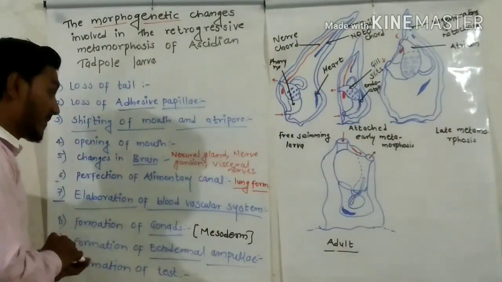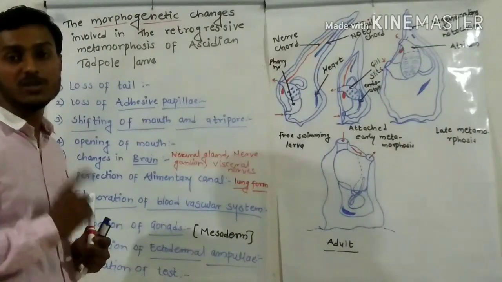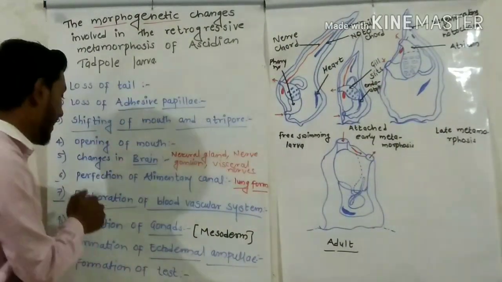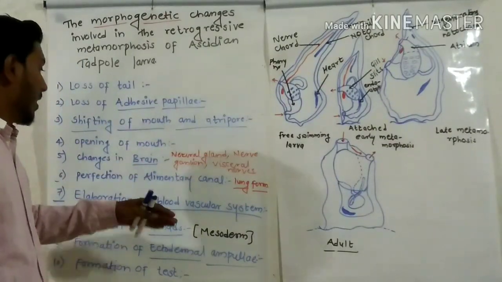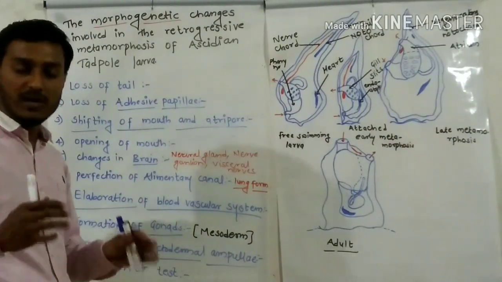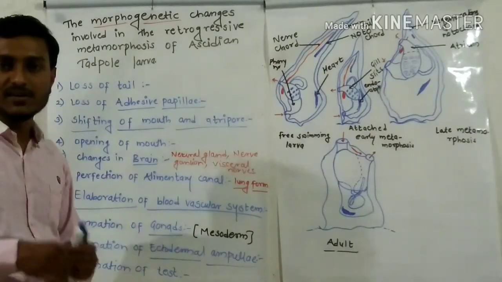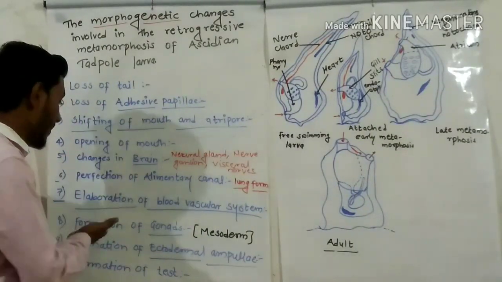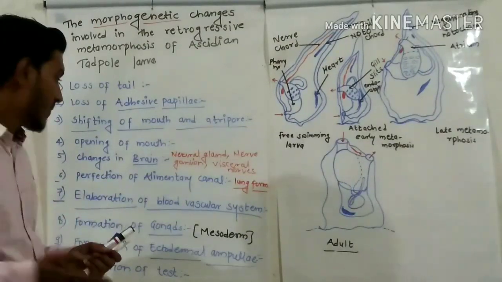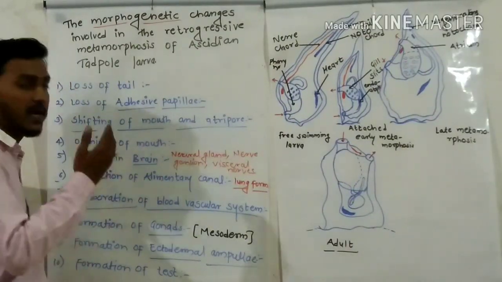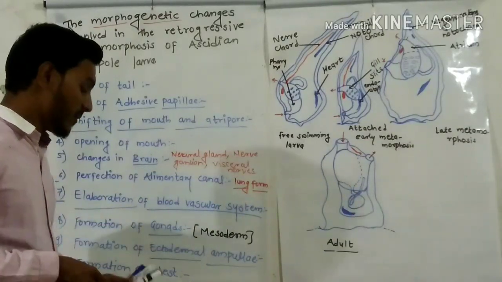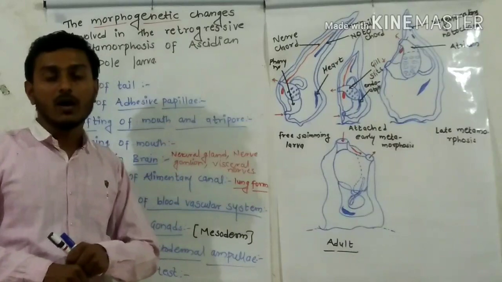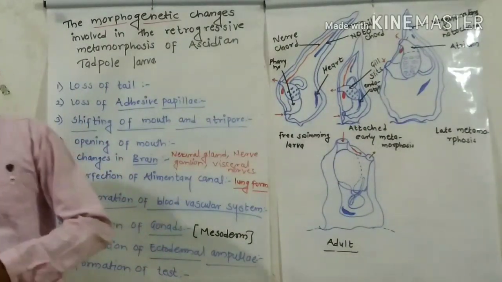Now sixth part is the perfection of the alimentary canal. In the perfection of the alimentary canal, one extra organ is formed, that is the lung. In the elaboration of the blood vascular system, there is the formation of a well developed heart, and the two sinuses join and the blood flows. Okay, now the formation of the gonads, mesodermal cells take part in the formation of the gonad, and the formation of the ectodermal ampullae, which is the region between the mouth and the point of attachment.